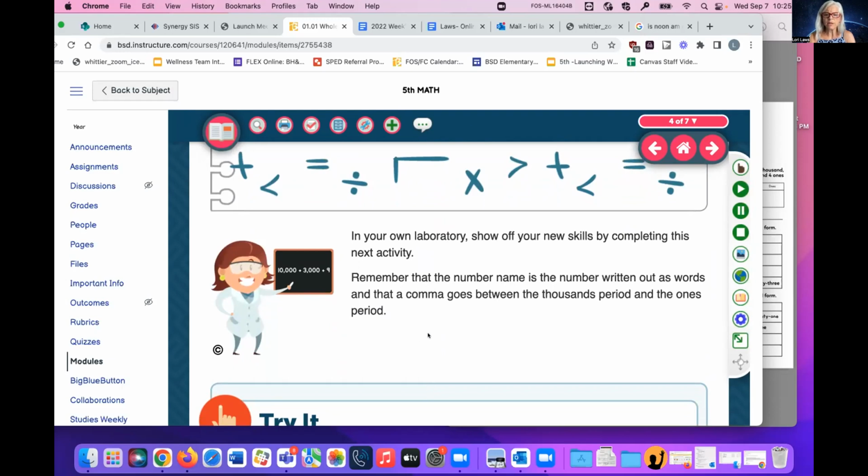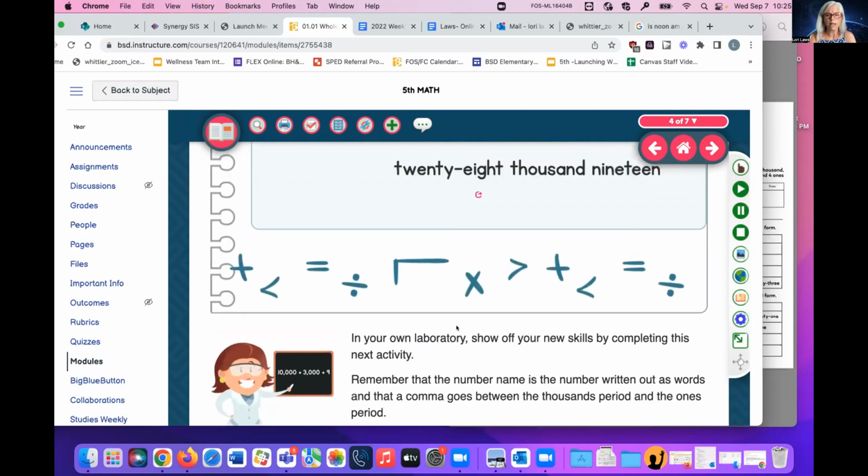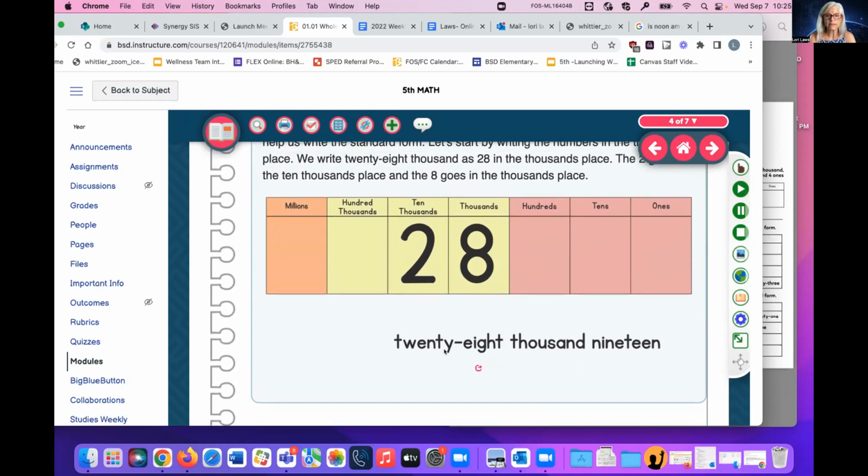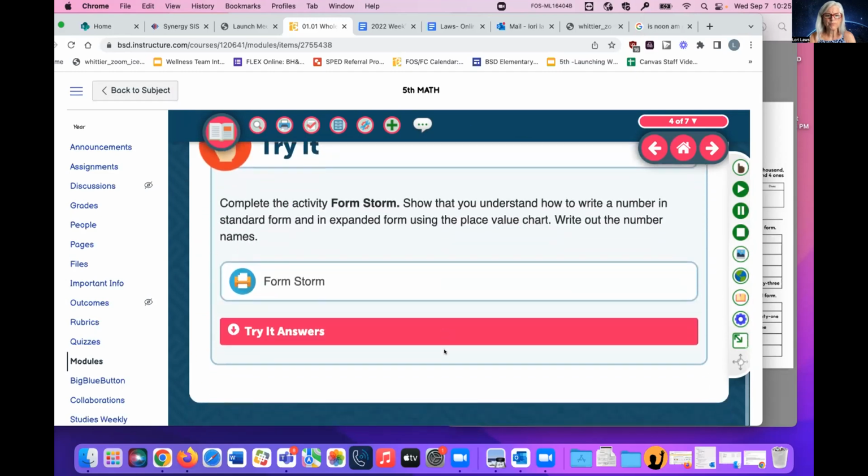Remember that the number name is the number written out as words, and the comma goes between the thousands and the ones. So back here, the comma would go right here, and you would have 3 zeros in those places. I don't know why they didn't finish that number.